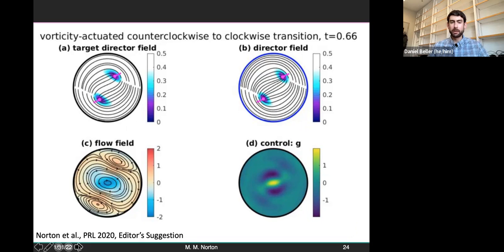One question that came to my mind on the last couple of slides is how much can your framework say about how much worse it would be to just do something spatially uniform but time controlled?